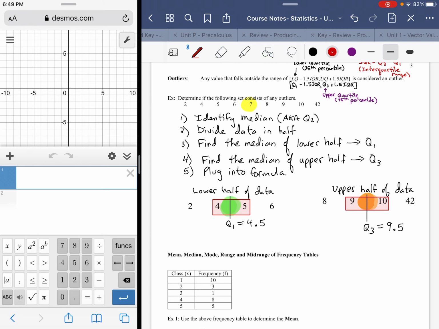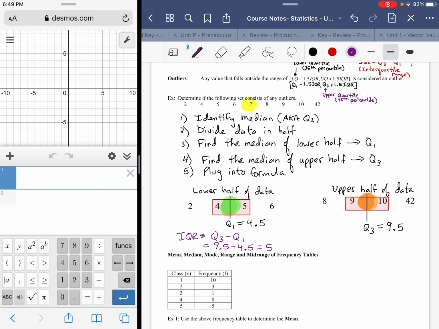Now I got to plug it into the formula. So we're close. I just need the IQR. All right. So IQR. I didn't create a whole step for that because I just figured, well, it's just Q3 minus Q1, which is 9.5 minus 4.5. So that gives you a result of 5.